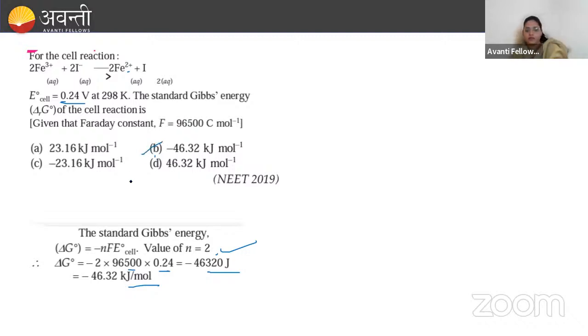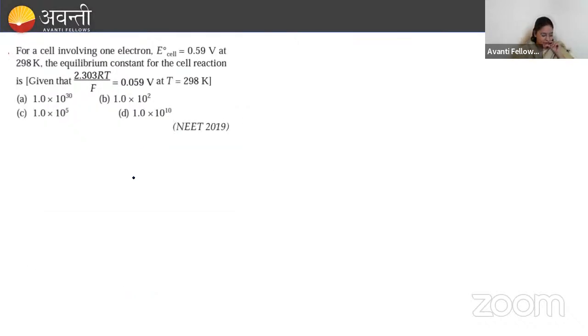Okay. Next problem. For a cell, कौन सा cell है? Involving 1 electron, 0.59, हम लोगों को E naught cell दिया हुआ है, हमको equilibrium constant दिया हुआ है, हमको ये जो हमारा parameter होता है Nernst equation में, that value is also given to us. We need to calculate the equilibrium constant K.